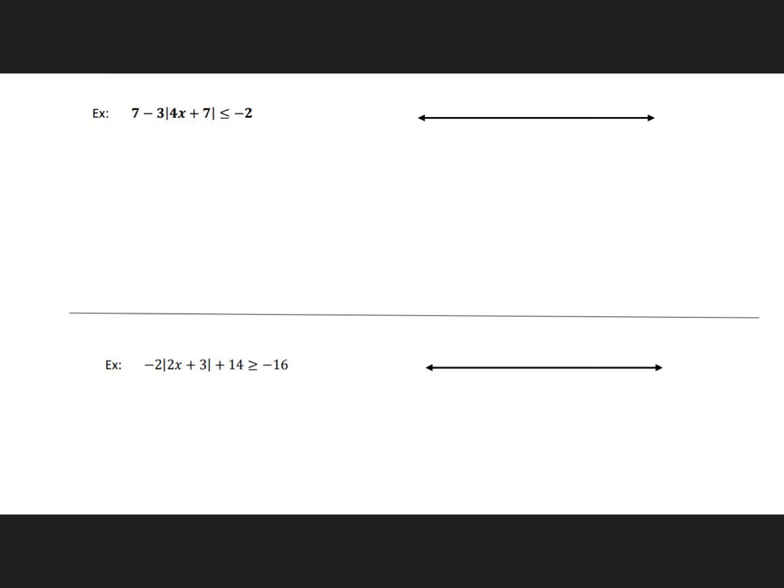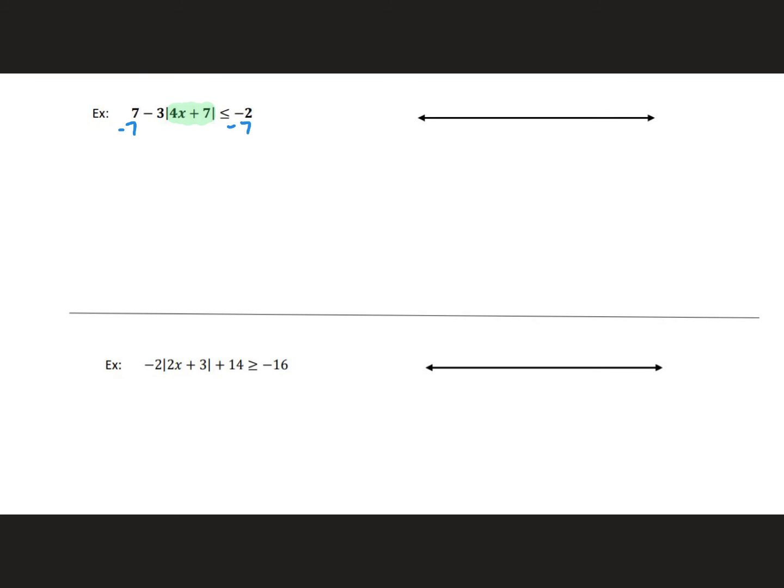For the last two, we're going to look at dealing with when we might have to flip the symbol because we multiplied or divided by a negative number. So on this example, I want the absolute value to be the only thing before I break it apart. So I've got to get rid of the 7, I've got to get rid of the negative 3. So I'm going to begin by getting rid of the 7.